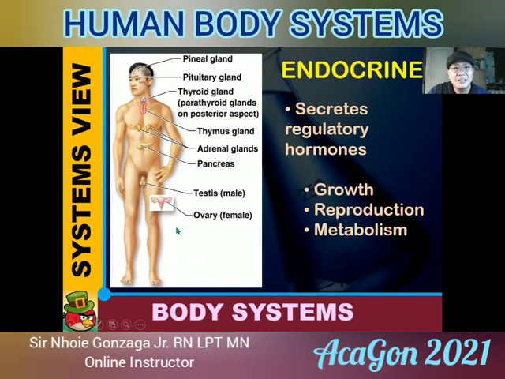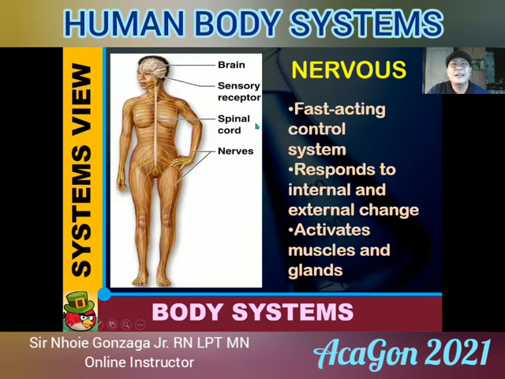For a while, let's go back. So it's the brain, the sensorium or the sensory receptor from the brain, which is carried in the spinal cord, and from the spinal cord, it attaches to all the nerves in the body. So actually, to make it short, it's the brain going to the nerves. That is actually the nervous system.